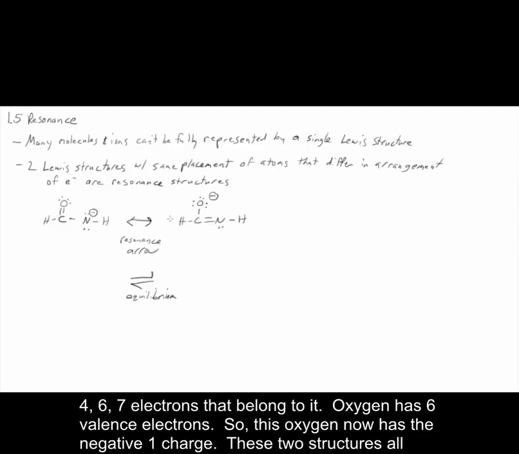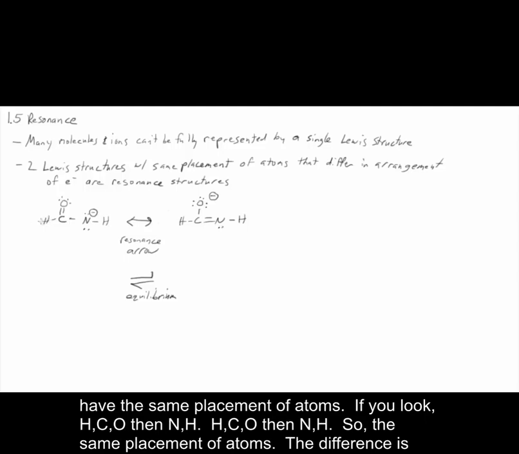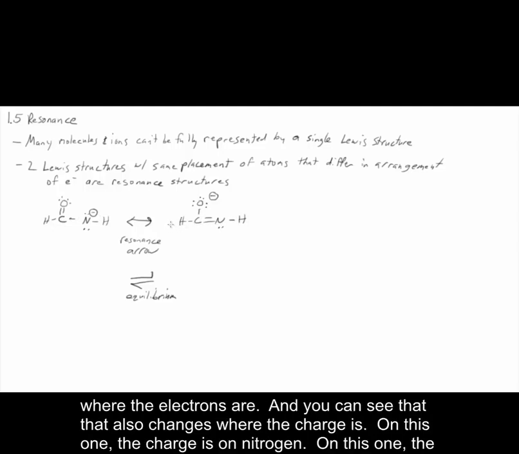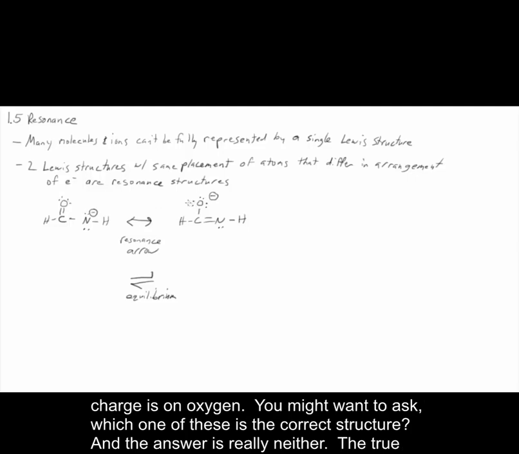These 2 structures all have the same placement of atoms. If you look, HCO, then NH, HCO, then NH. So the same placement of atoms, the difference is where the electrons are, and you can see that that also changes where the charge is. On this one the charge is on nitrogen, on this one the charge is on oxygen. You might want to ask, which one of these is the correct structure? And the answer is really neither.